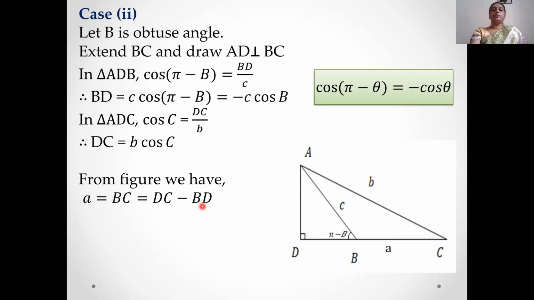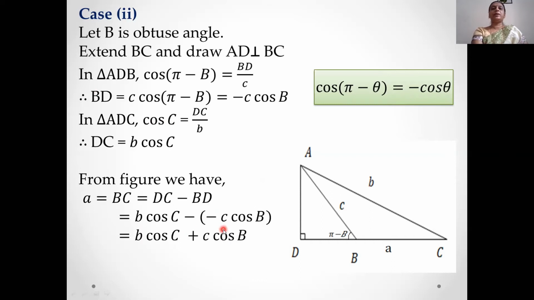Now, from the figure, we have a = BC = DC − BD. See here from the figure, a is nothing but BC, and this BC can be written as DC minus BD. Now keep the value of DC, that is b cos C here, and the value of BD, that is c cos B. Therefore DC minus BD will be b cos C minus, in the bracket, minus c cos B. After simplification, this will be b cos C plus c cos B. That is, a = b cos C + c cos B.